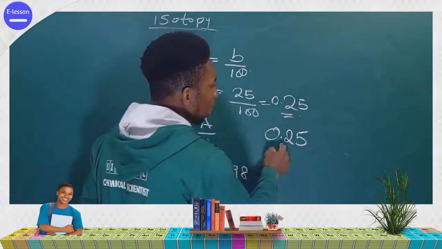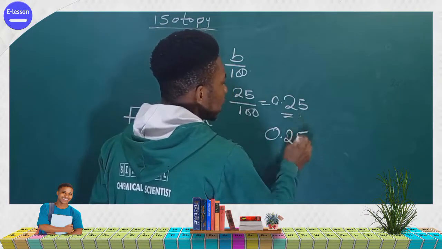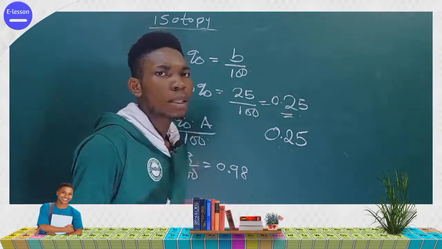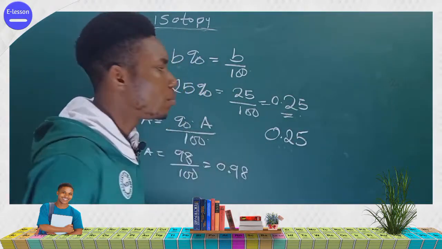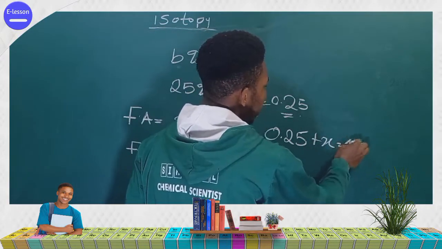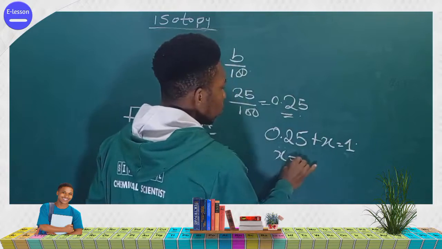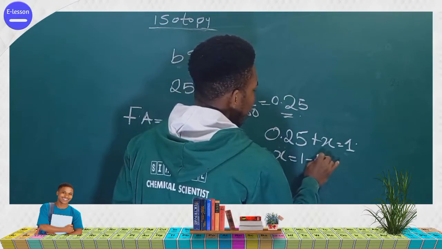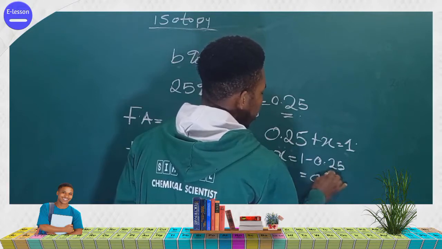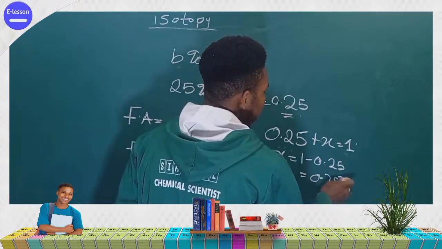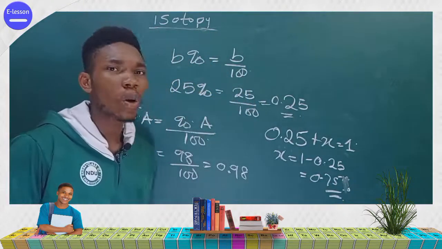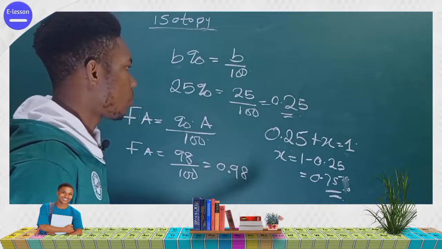Now, to find the fractional abundance of the second isotope, we know that the sum of all fractional abundances must be equal to 1. So we say let the other be x. So 0.25 plus x is equal to 1, isn't it? Our x will be equal to 1 minus 0.25, and 1 minus 0.25 will give us 0.75. So this is the fractional abundance of the second isotope. Are we getting it now?